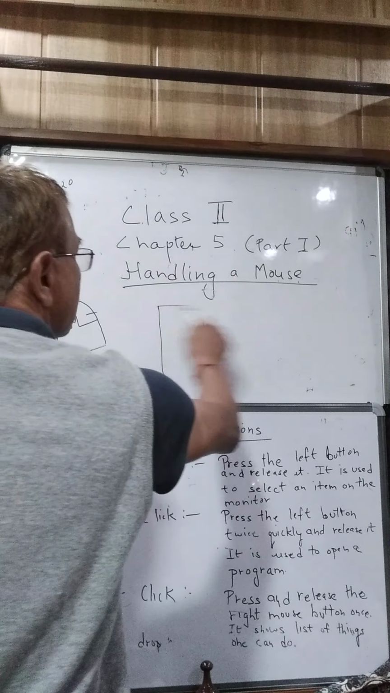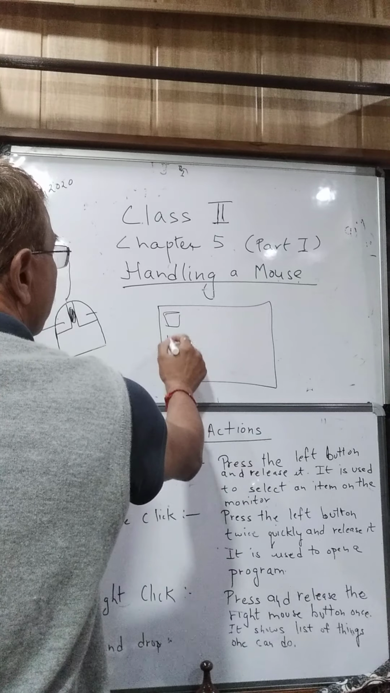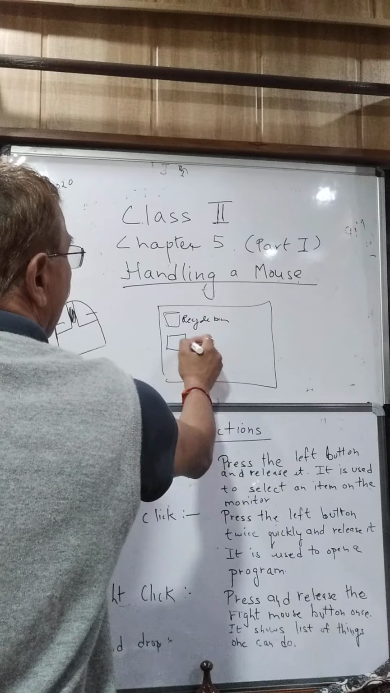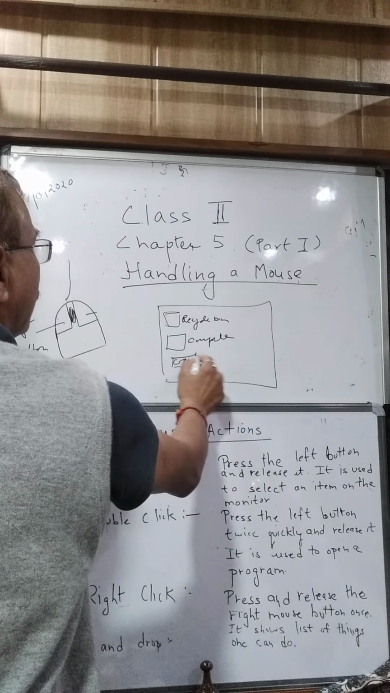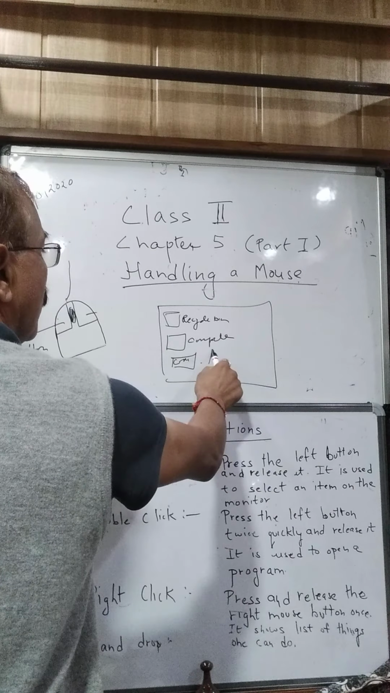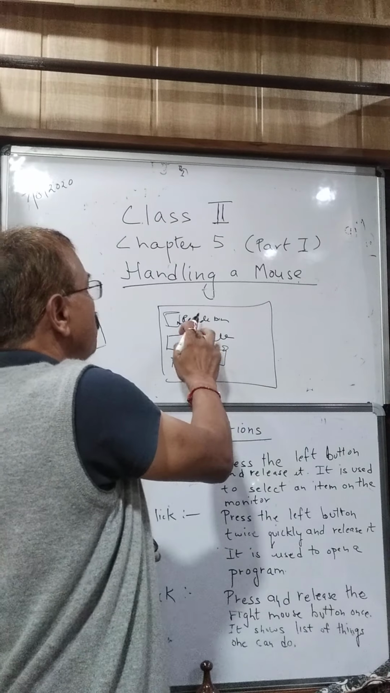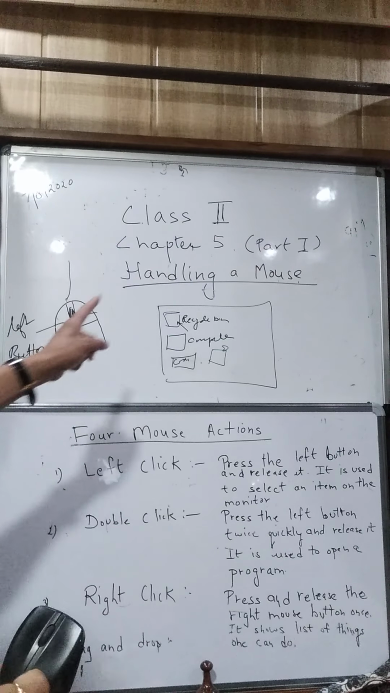Suppose this is a screen, this is the desktop. You have a recycle bin, and my computer, or you may have any game also, let's say GTA, or my network. You can have a folder. If you want to select one, you just bring the mouse pointer and click it. You have to click the left button. So that is to select.